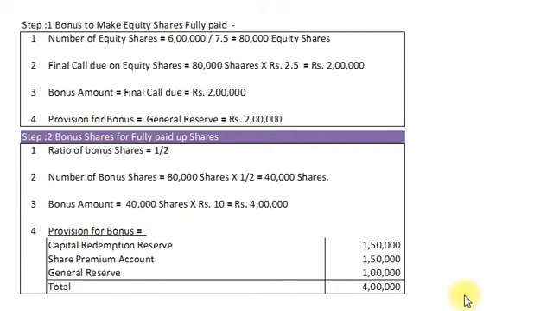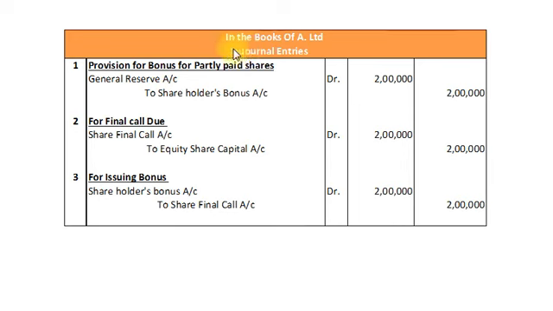Okay, now we will pass the necessary journal entries. Journal entries in the books of A Limited. First we will pass journal entries for partly paid up bonus. First is provision for bonus amount. Our accounting entry: general reserve account debit rupees 2 lakh to shareholders bonus account rupees 2 lakh.